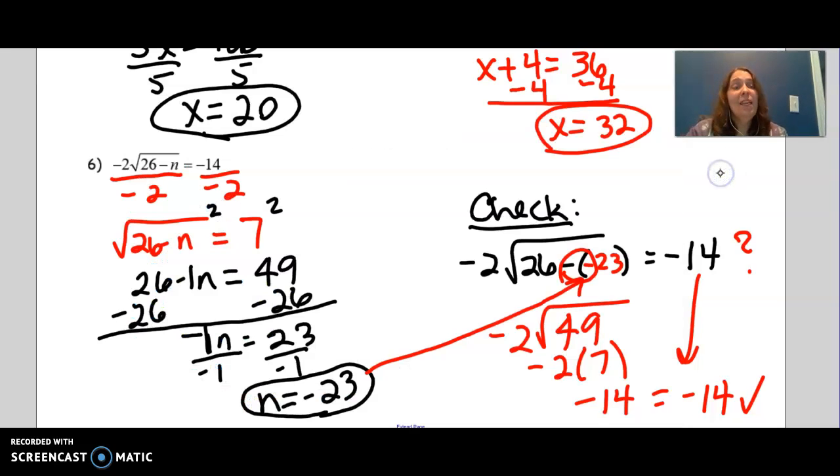All right, I hope that this is making some sense to you. Again, our key idea is get that radical by itself.